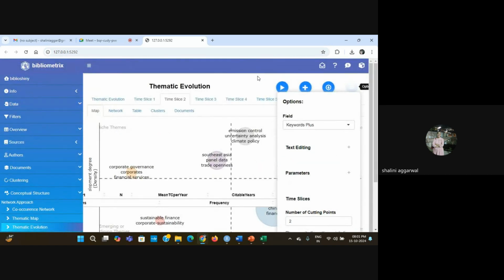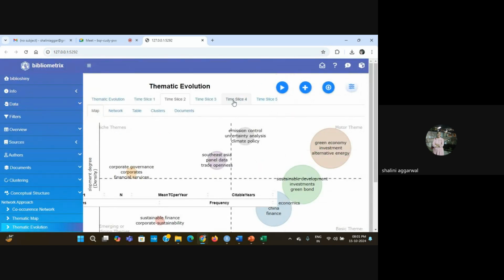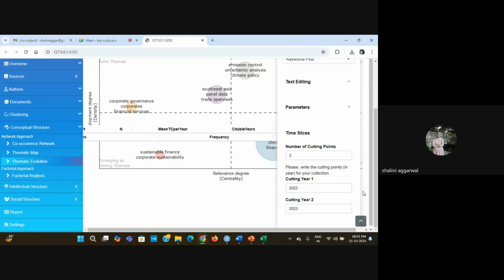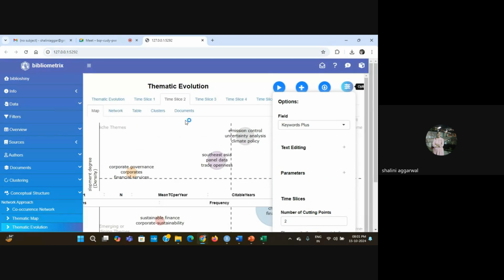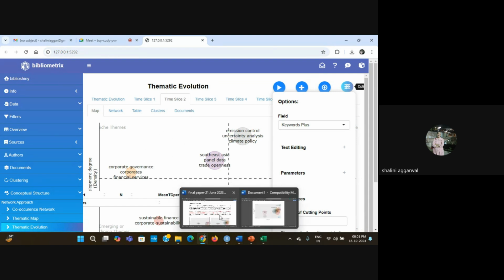Like basically it means what? It means over the different years, like we have divided this into 2 years. Go to thematic evolution and do this over here. Here you give 2 cutting points. So it will take from 2016 to 22 as 1 year, and from 2022 to 24 as the second year. So 2 time slices it will show. So you can make these diagrams like this.